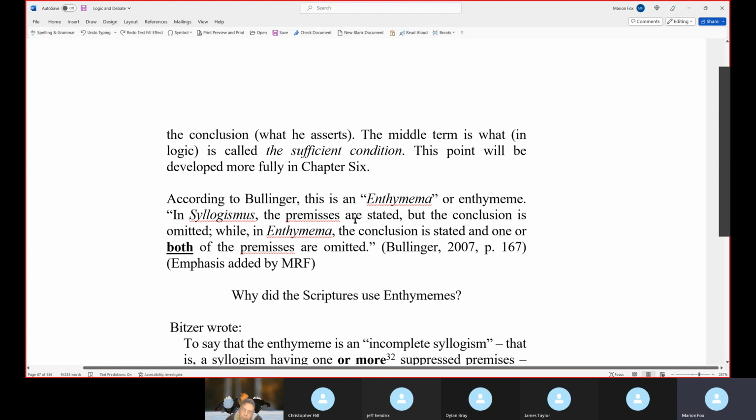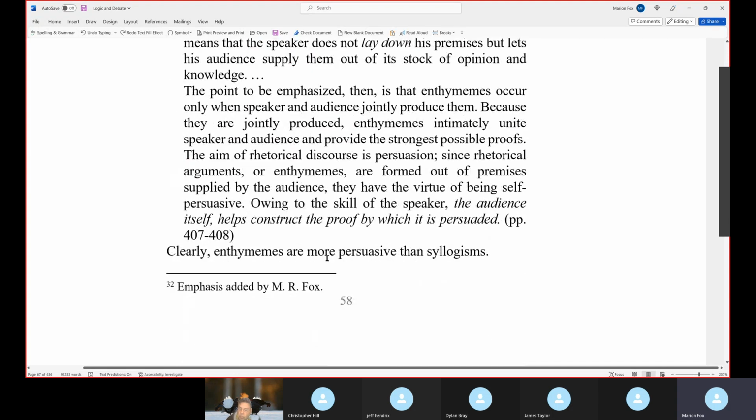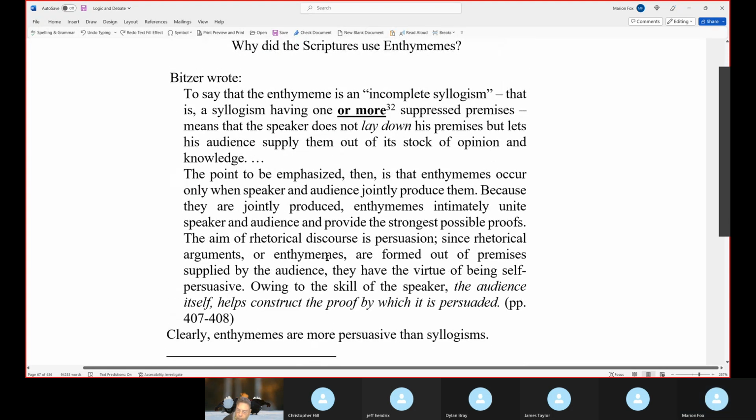Now, in addition, Bullinger, he says, this is an enthymema or enthymeme. In syllogismus, the premises are stated, but the conclusion is omitted. But in an enthymema, the conclusion is stated in one or both of the premises. So this is still called an enthymeme by Bullinger and by one other source that I quote. So some will say, well, that's not an enthymeme. It only has a conclusion. Right here is one fellow that claims they're the same, and this is a fellow named Bitzer. So we'll get back to this next week.